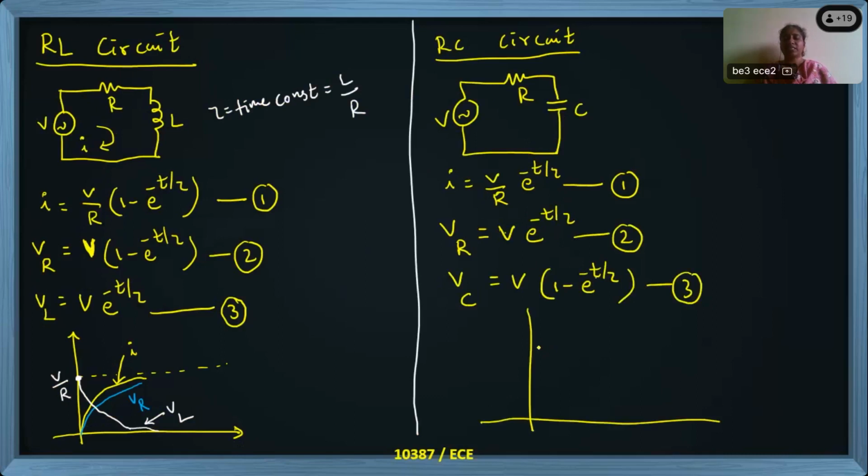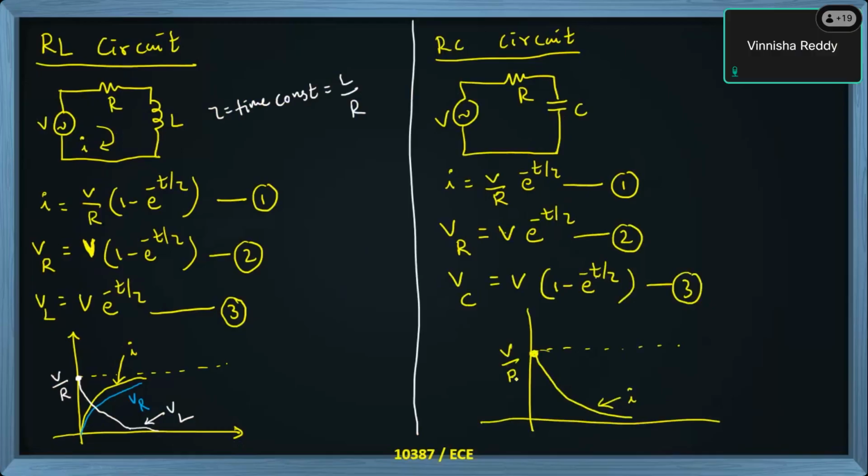The current graph is decreasing. You draw the decreasing graph. This is the current graph, and this is the constant where it starts. This is V by R.